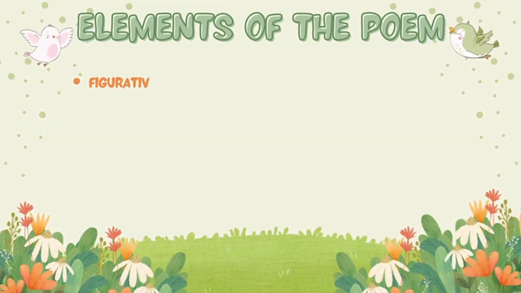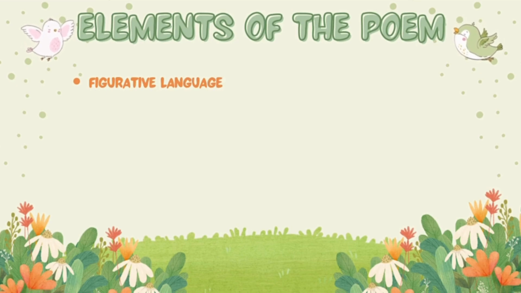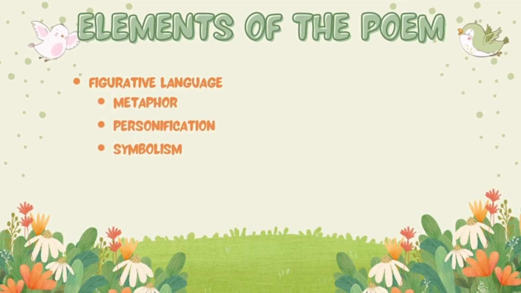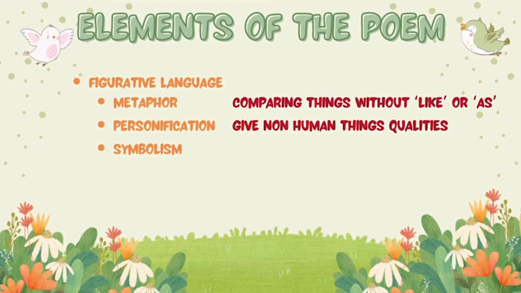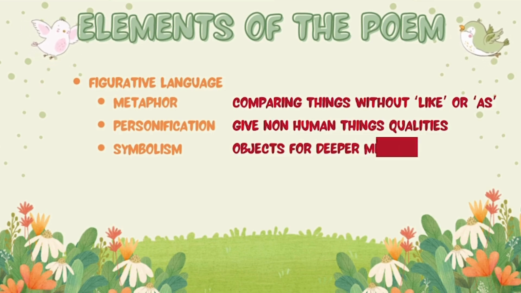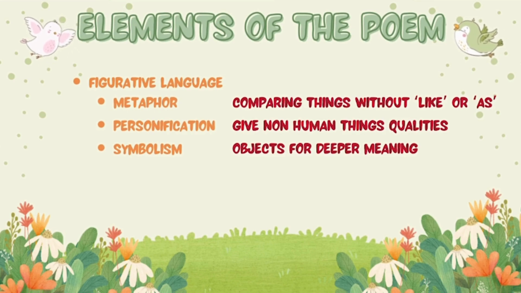Now, let's explore figurative language in this poem. There are 3 figurative languages in this poem. The first one is metaphor. It compares two things without using words like or as. And the second is personification. It gives human qualities to non-human things like emotions. And the third one is symbolism. It uses objects or events to represent deeper meanings.